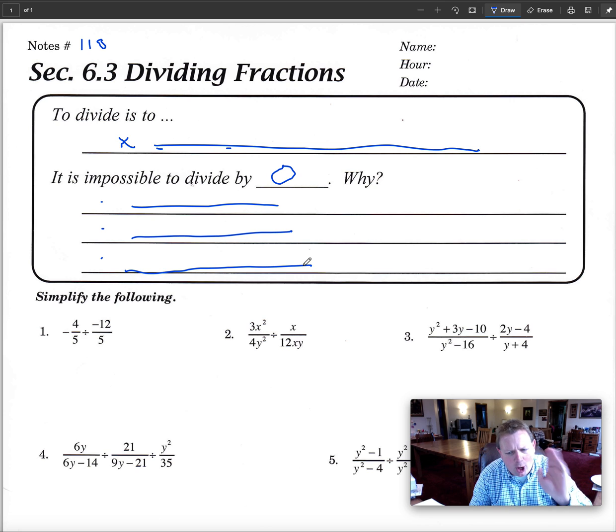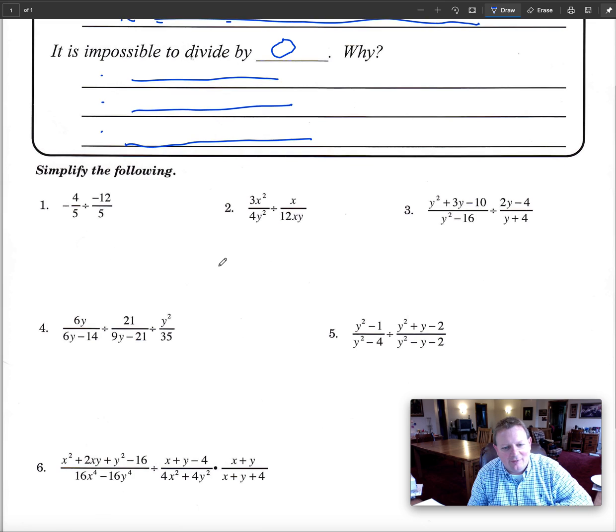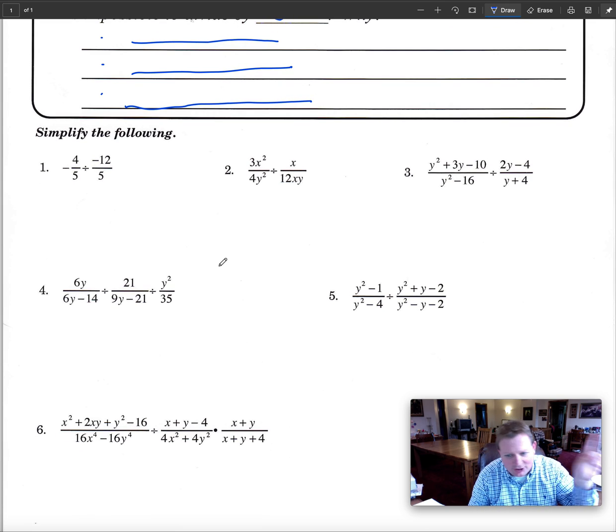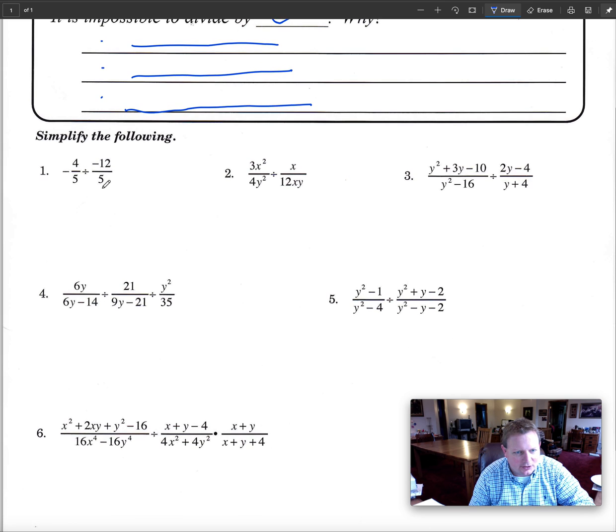So you might want to pause the video so you can write those three things down. To divide is to multiply by the reciprocal. 0 doesn't have a reciprocal because nothing times 0 equals 1. So no dividing by 0. So here we go on our dividing fractions. If to divide is to multiply by the reciprocal, which ones are we going to flip? So we're going to get all that taken care of right now.